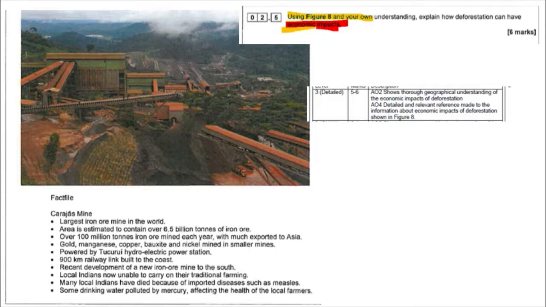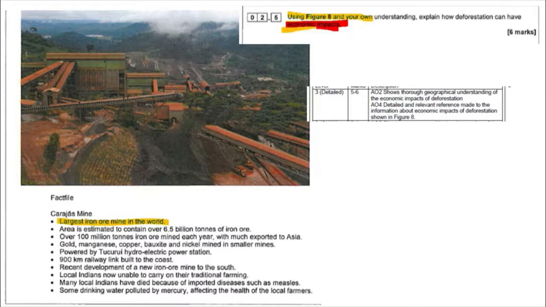Well, we've got all these bullet points. Each one of these can be developed to get us a mark. You won't get marks necessarily for copying what's written down there, but each one, if you ask yourself, so what, will get you a mark or two. So let's go through them. That's the largest iron ore mine in the world. Well, because of deforestation, they're mining this iron. That iron is going to be sold overseas. That's going to increase the revenue that Brazil gets, or whatever country this actually is. It's going to be paying taxes. It's going to be creating jobs.